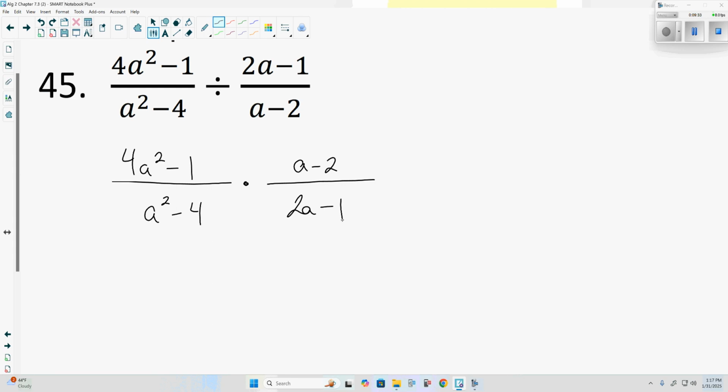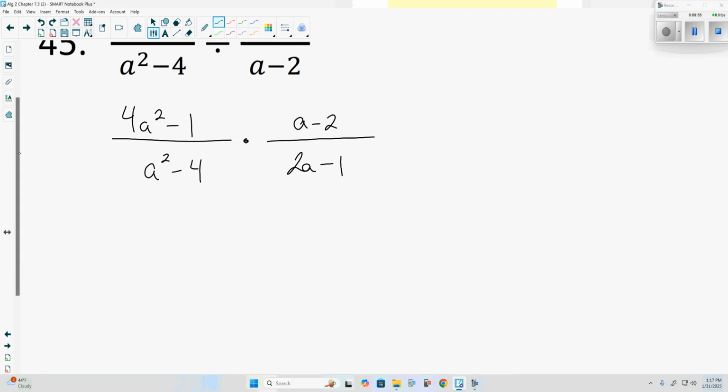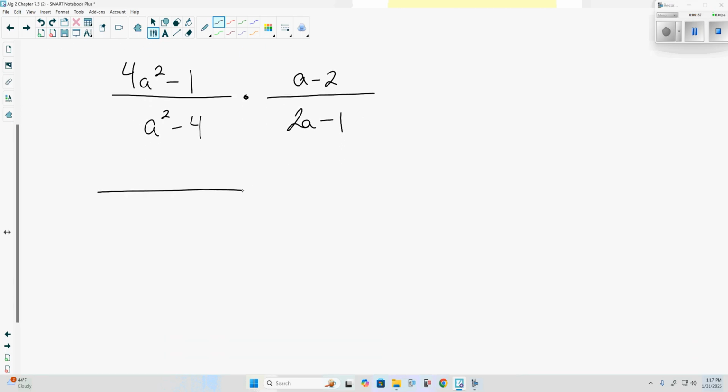Let's look at number 45. 4a squared minus 1 over a squared minus 4 is going to stay the same. We're going to change it from division to multiplication and flip the second. So now our second rational expression is a minus 2 over 2a minus 1. Well, the a minus 2 and 2a minus 1 are as simplified as they get.